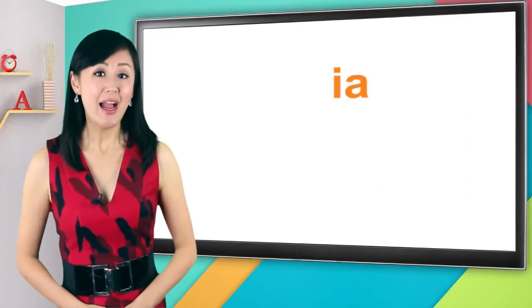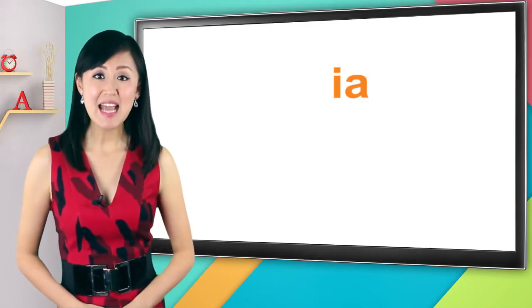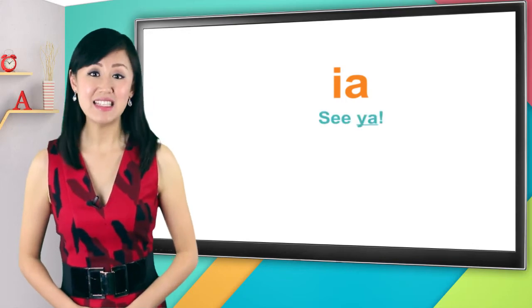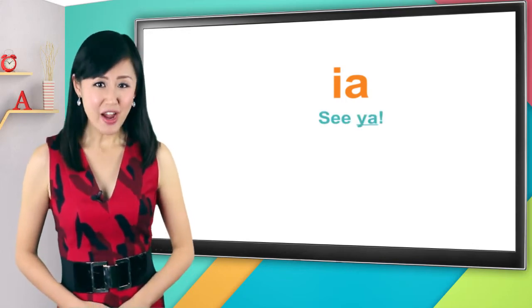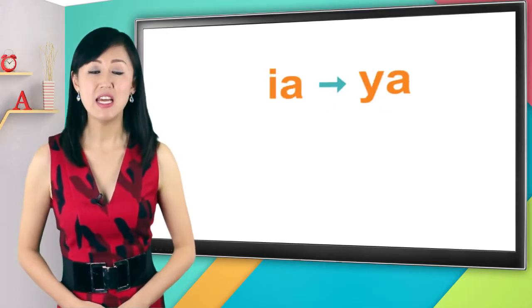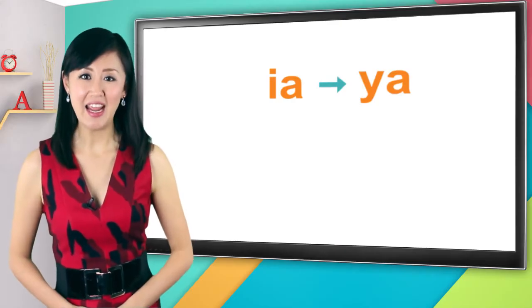Now let's move on to IA. IA in Pinyin is pronounced as ya. Ya. It's like ya in Asia. This final can also be used on its own, but when it's a syllable, it's spelled ya, and it's actually the same sound as the final IA.